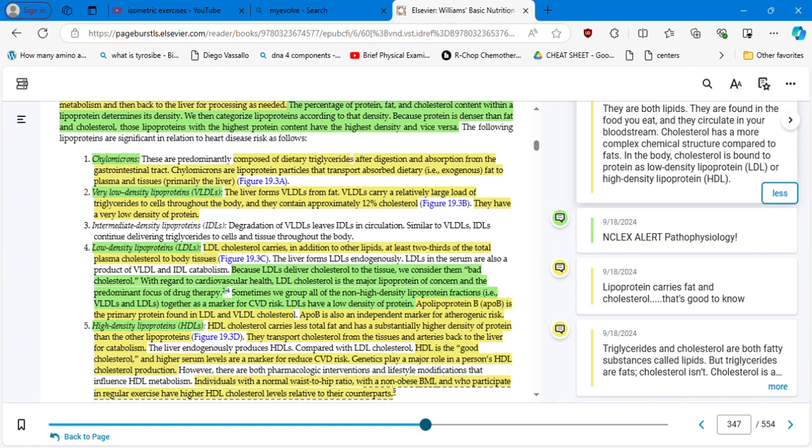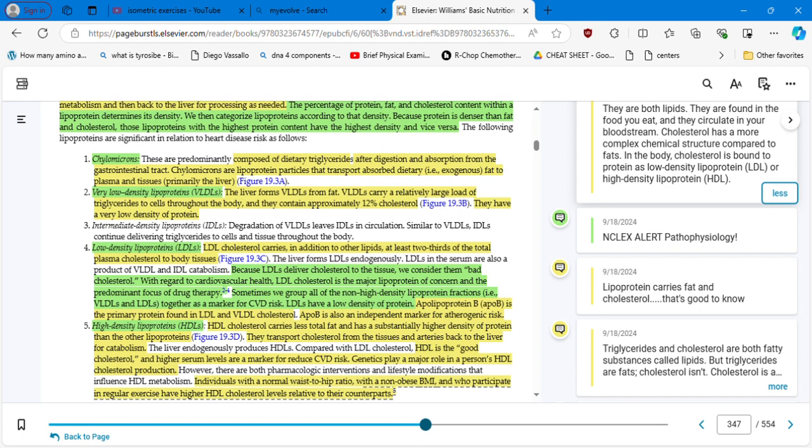You have your chylomicrons composed of dietary triglycerides after digestion and absorption from the gastrointestinal tract. And these are lipoprotein particles that transport absorbed dietary, which is coming from exogenous, meaning that is what you are eating, exogenous fat to plasma and tissues, primarily the liver.